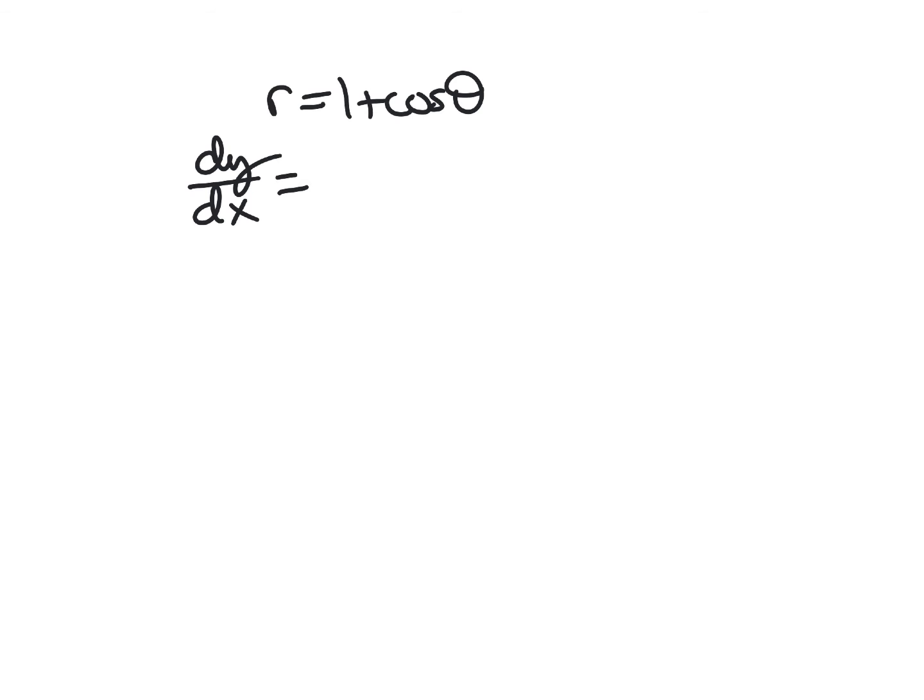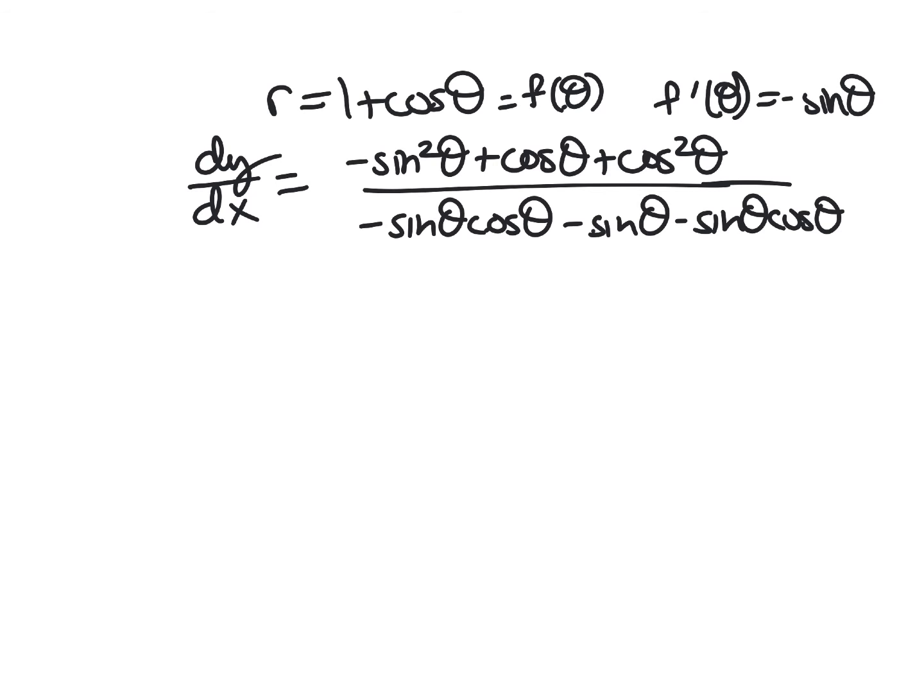Okay, so we're going to look at the one we had previously. So r is 1 plus cosine theta, or we can think of this again as f of theta. So my f prime of theta is negative sine theta. And so plugging things in, we end up getting this. So what I want to know is, where are my vertical tangent lines? In that case, I should be looking for values where the bottom is 0 and the top is not 0. So we're going to rewrite this in a nice way.